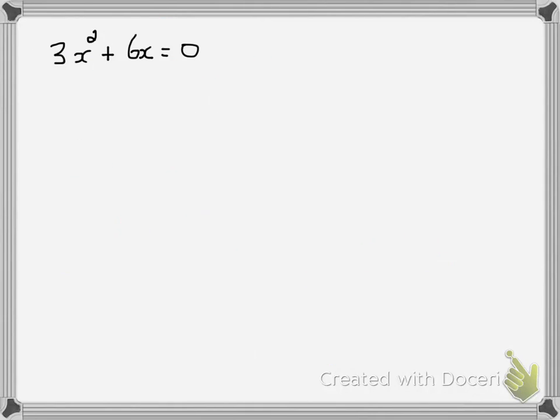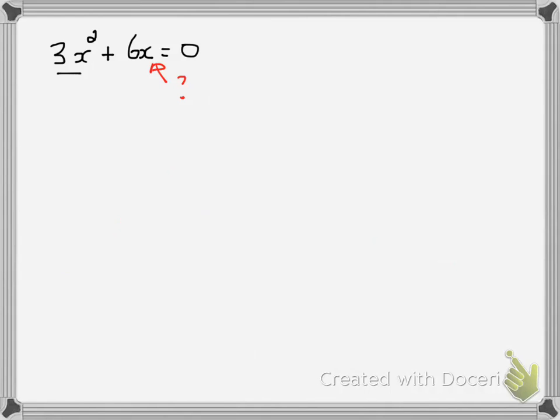Now here I've got what I was just talking about. This looks like a quadratic. Unfortunately in this question though, the third part is missing. So in other words, you've got the ax squared plus bx. There is no constant at the end. So how do you factorise these?